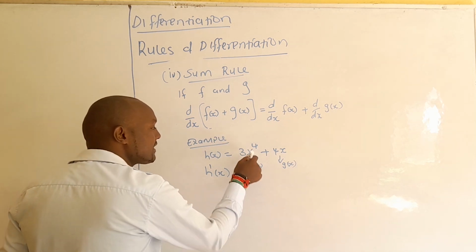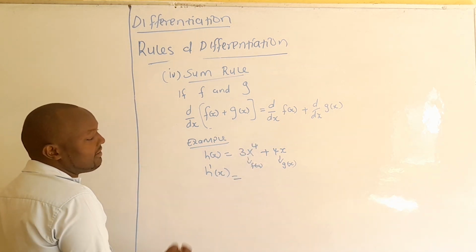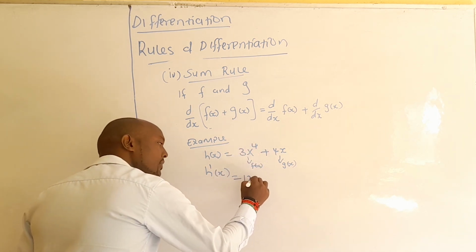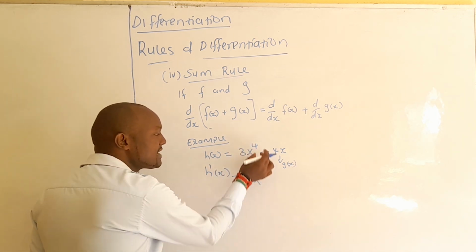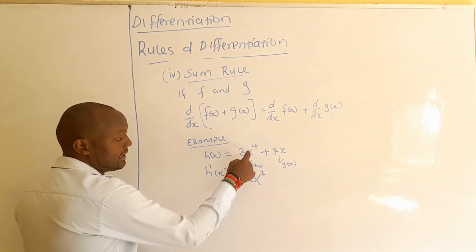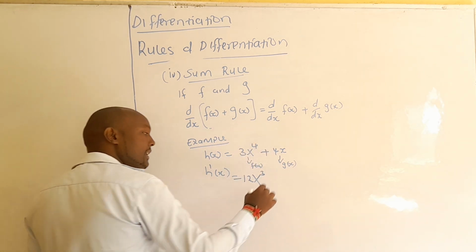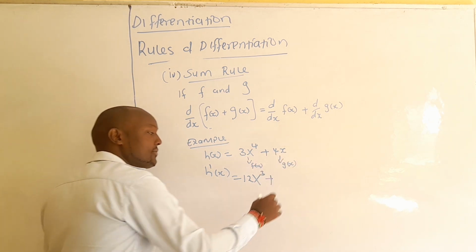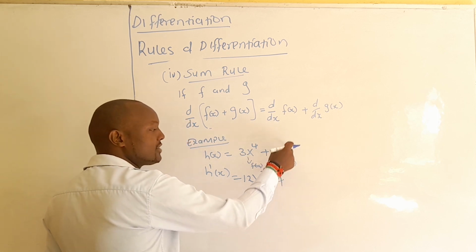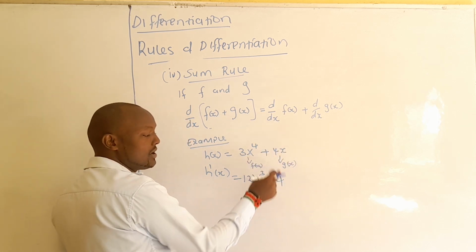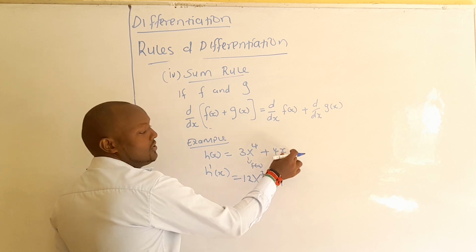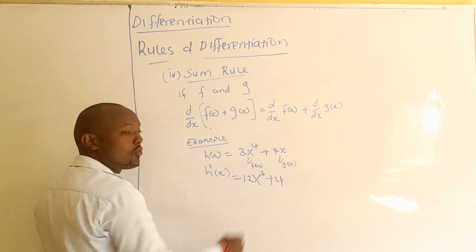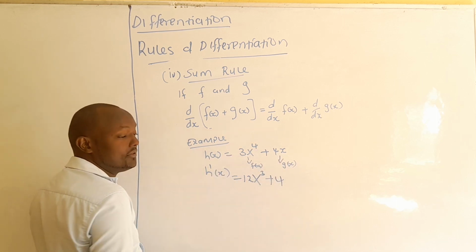So how do we differentiate 3x power 4? Based on our previous example, you bring 4 here, you get 12, then x to power 3, because we said you must less your power with 1. So you get 12x to power 3, plus, how do we differentiate 4x? We said automatically you get 4, where I explained this was x to power 1. So when you bring 1 here, you get 4, then x to power 0, because it was 1 minus 1, and any number to power 0 will be 1. So that's how we get the derivative of this one.